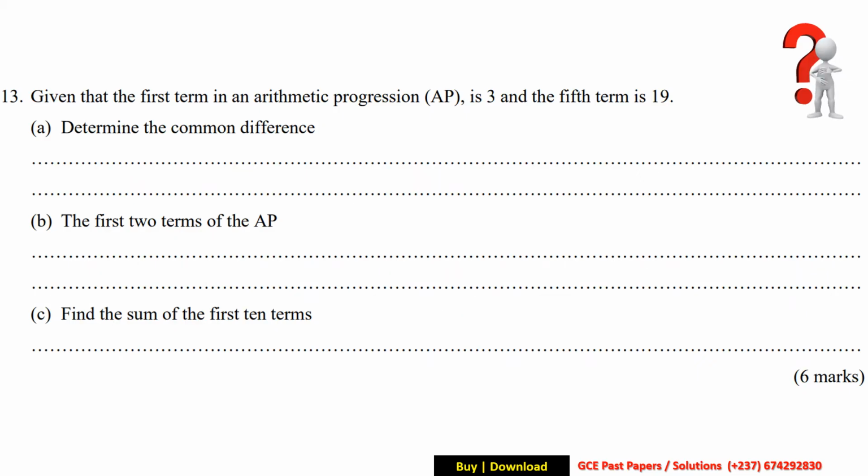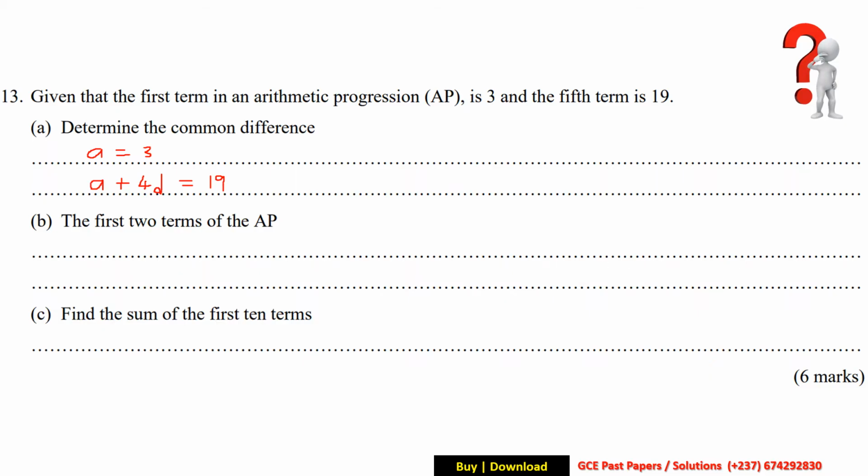Question 13. Given that the first term of an arithmetic progression is 3 and the fifth term is 19, determine the common difference. Now the first term is A, right? So our first term is A, which is 3. Then the fifth term, how do we get the fifth term? The fifth term is the first term plus 4 times the common difference, A plus 4d. And we are being told that this fifth term is equal to 19.